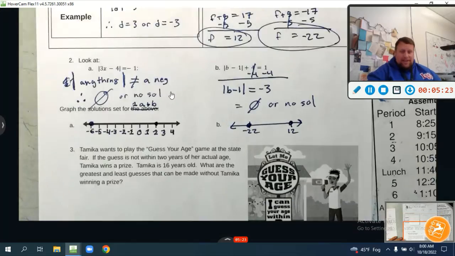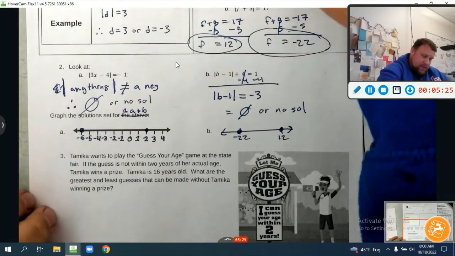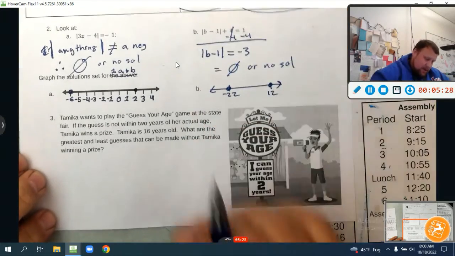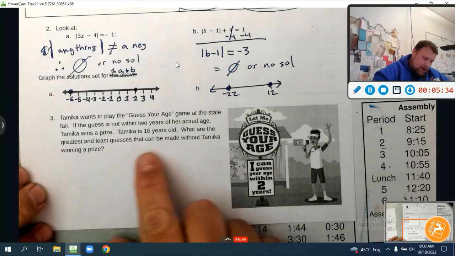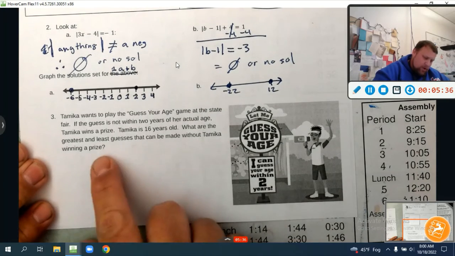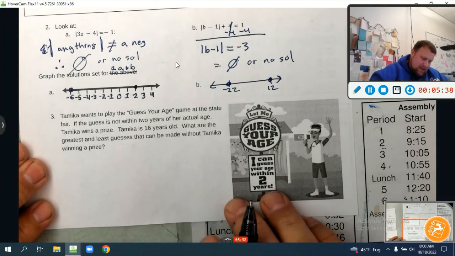Okay? All right, really just one last thing to do. This is a pretty short lesson. Let's solve this guess your age problem. Tamika wants to play the guess your age game at the state fair. If the guess is not within 2 years of her actual age, Tamika wins a prize. Tamika is 16 years old. What are the greatest and least guesses that can be made without Tamika winning a prize?